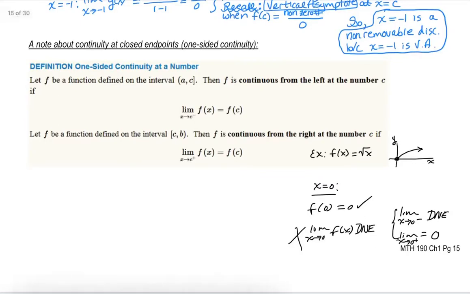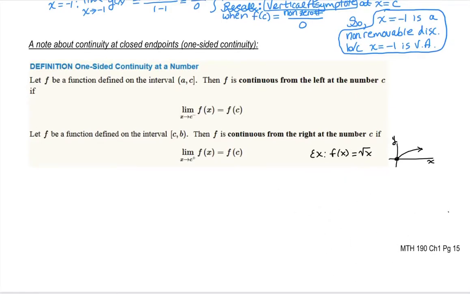So essentially what we do is define one-sided continuity. If you have a closed endpoint like this one on the left, it's enough to say that you have what we're going to call one-sided continuity, as long as the limit from the right exists and equals f of c. So then we'd be continuous from the right.